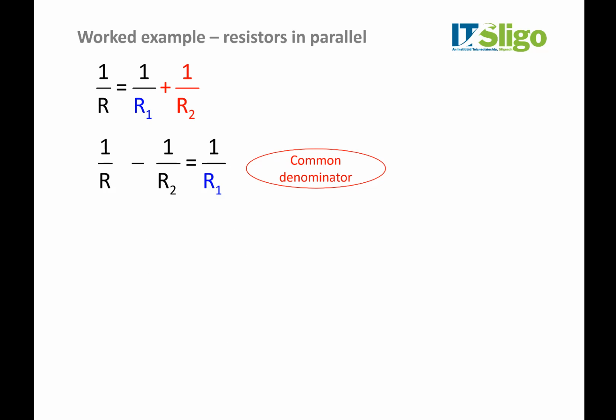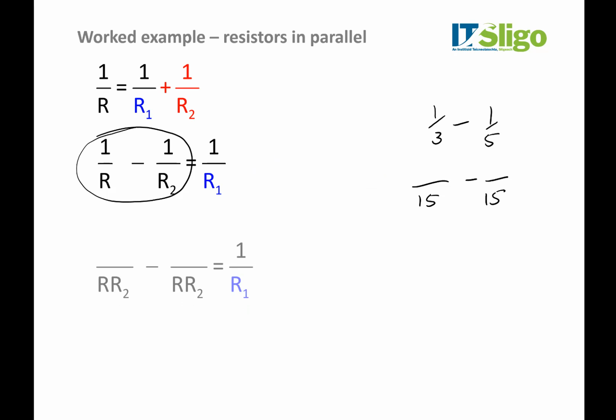So I want to get the common denominator on the left hand side. Remember, if we were doing this, 1 over 3 minus 1 over 5, first thing we'd do, it'd be multiply the two denominators and keep our sign. So that's what we do.